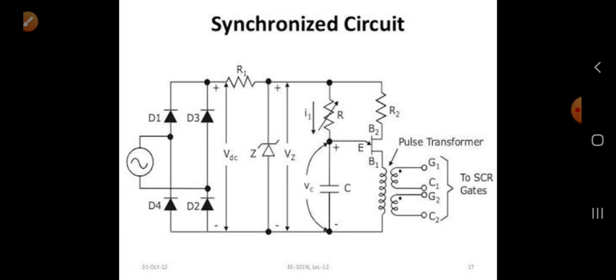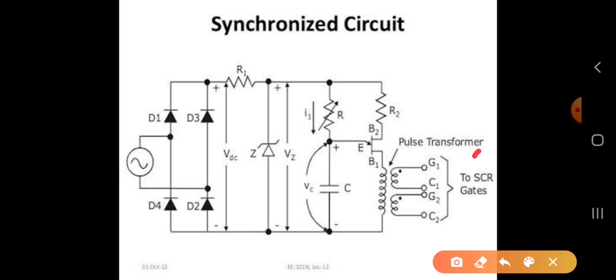Here I have not shown the SCR. The SCR we can just connect here. So I will show you. These are the two SCR gates. We are going to connect the triggering pulses which are produced by the circuit. In that circuit, the major component I am using is a UJT, and that's why we call this a UJT triggering circuit, or we can also call it a pulse triggering circuit.